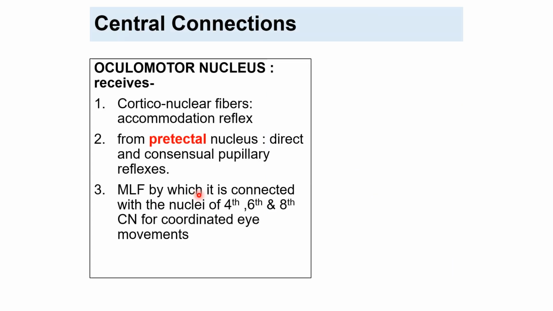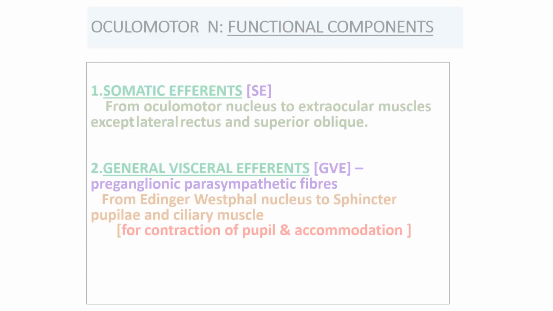There are some central connections to the oculomotor nerve, which is corticonuclear fibers, which will help in accommodation reflex. I think you know the accommodation reflex when you accommodate to see the near objects, accommodation of the eye. From pretectal nucleus, which is for the direct and consensual pupillary reflexes in response to light. And there are further connections also, which you will learn in detail later on.